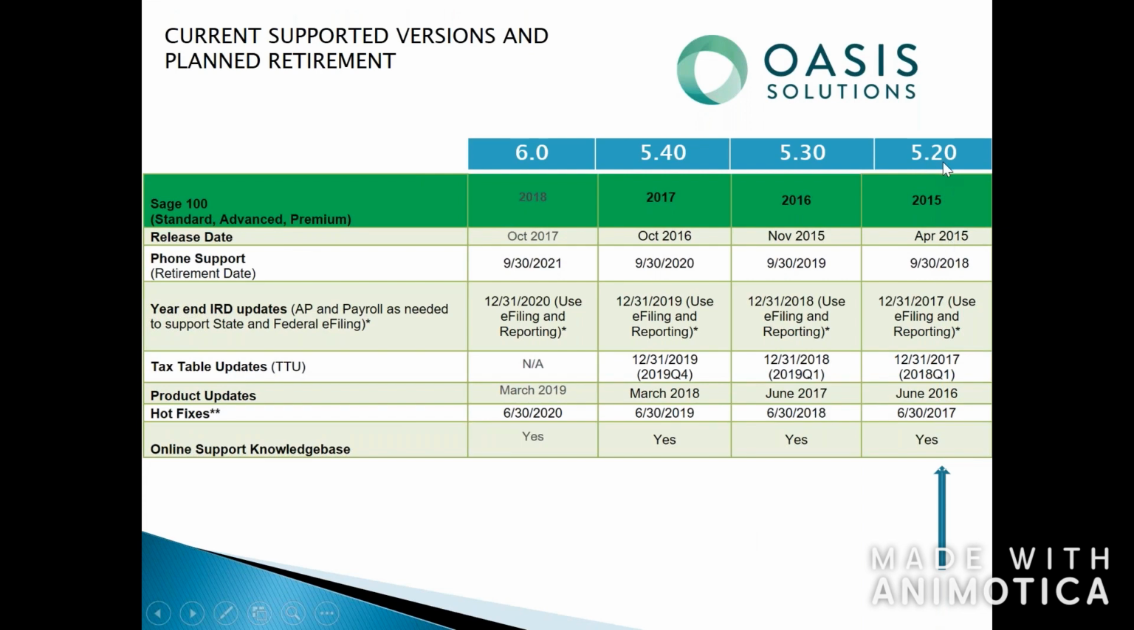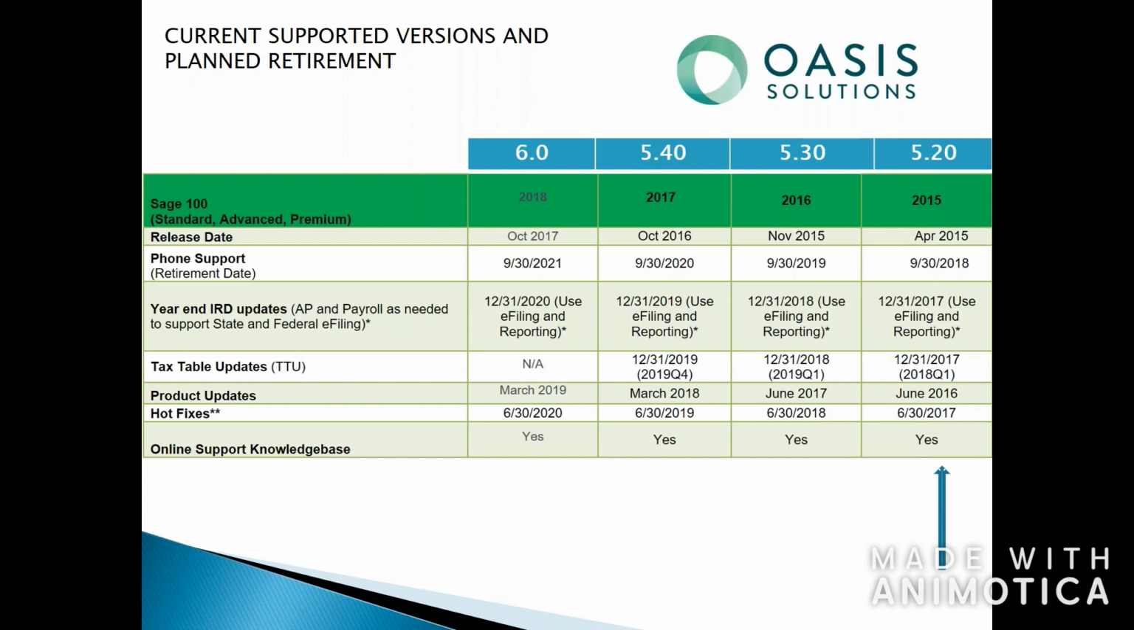So version 5.2, which is also the 2015 version, will officially retire. Sage will be retiring it September 30th of this year. What that means, especially if you're not on the 2018 version, is that they will not be putting out tax table updates. They will not be issuing any product fixes, hot fixes, or anything like that for the product. You'll still have access to the knowledge base. Oasis will continue to support you.